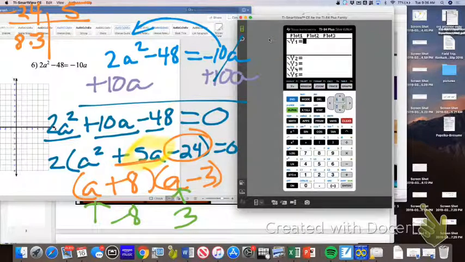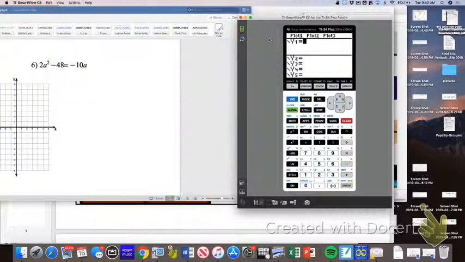Here's how. So I've done all that work by hand. Now I'm going to use my graphing calculator to double check, make sure I did it correctly. And I'm going to show you how to do that now, how to get those zeros. So we are going to type into the calculator the equation in now.